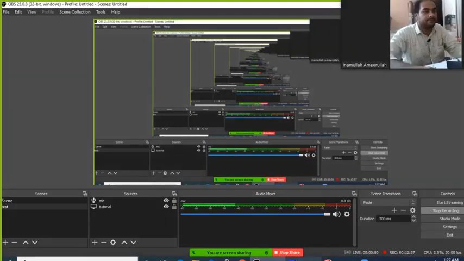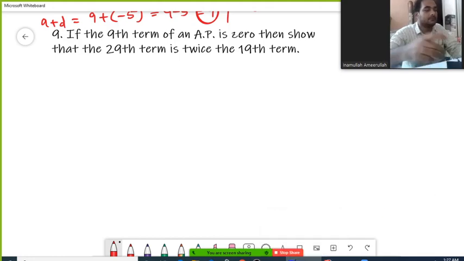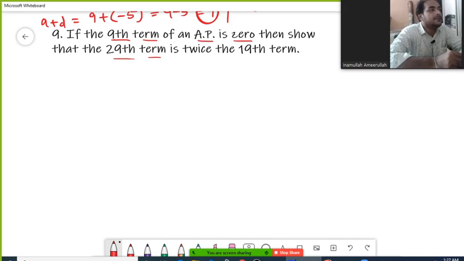Question 9. If the ninth term of an AP is 0, then show that the 29th term is twice the 19th term. This is our question.